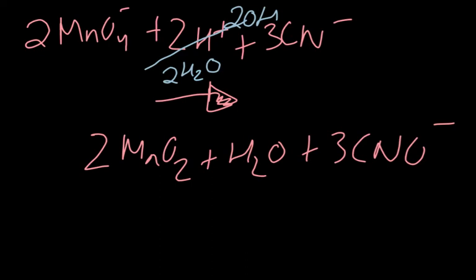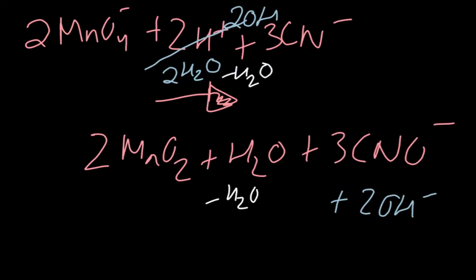But remember, since we added 2 OH minus ions to one side of the equation, we have to add 2 OH minus ions to the other side of the equation. We also have to cancel the water molecules out from both sides. So we'll subtract 1 from here, subtract 1 from here, and our cleaner equation will look something like this.